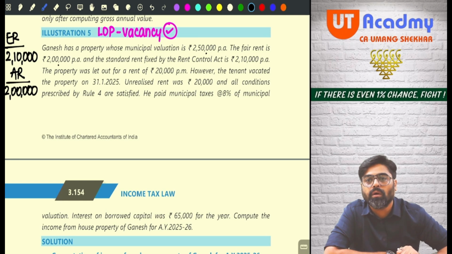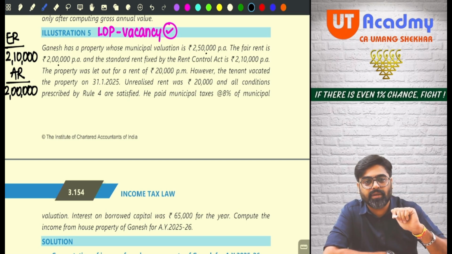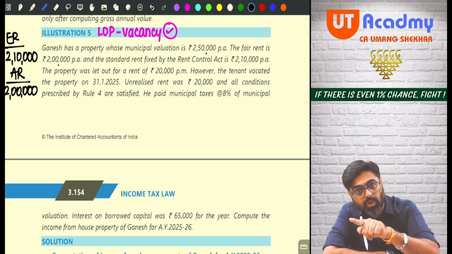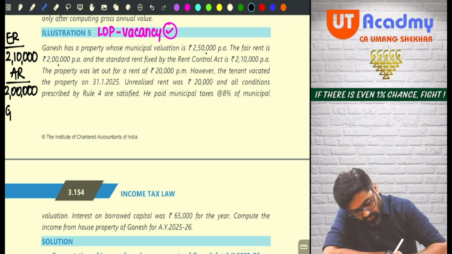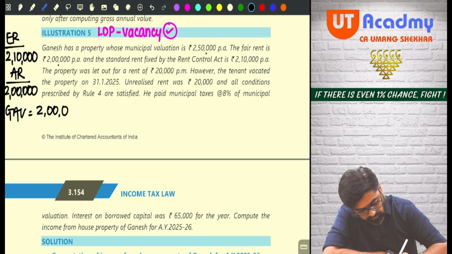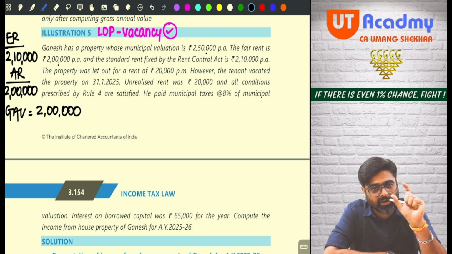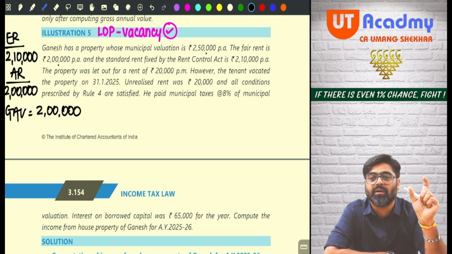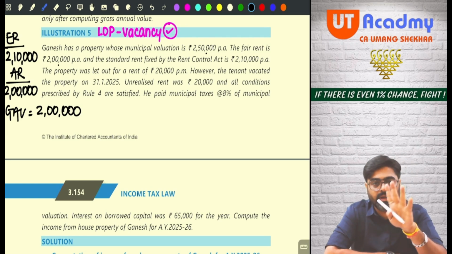So in that scenario, if AR plus VR is greater than or equal to ER, what will I take as GAV? I will take actual rent only as my GAV. So here my GAV is equal to 2 lakhs only. I will not take 2 lakh 40. 2 lakh 40 is just for the sake of comparison. Either actual rent or expected rent, any of these two amounts will only become my GAV.